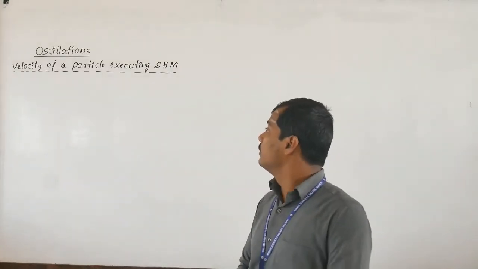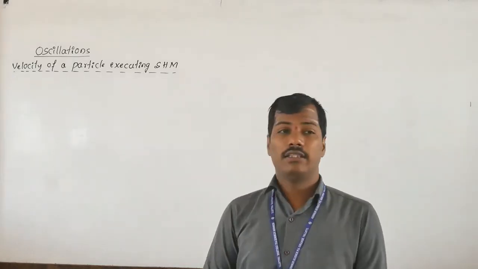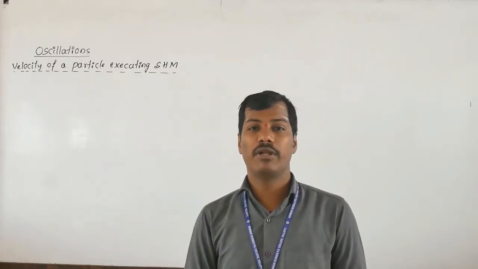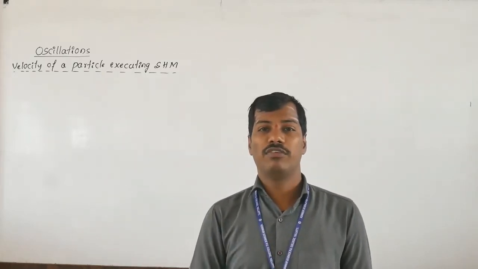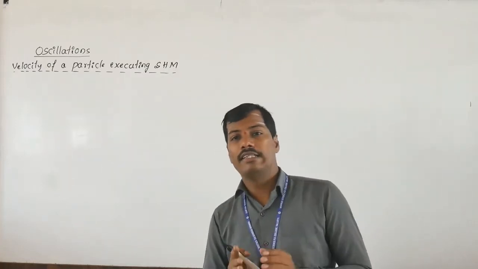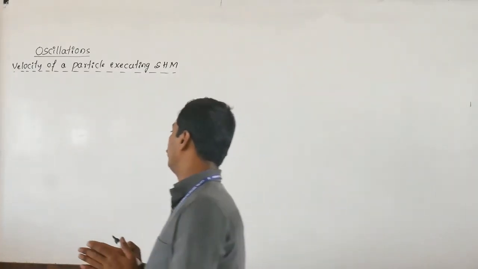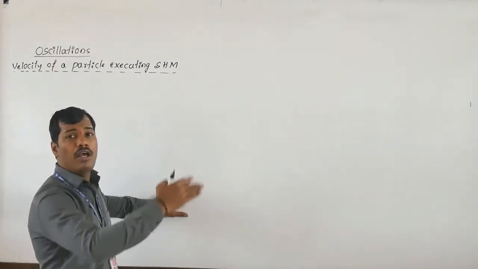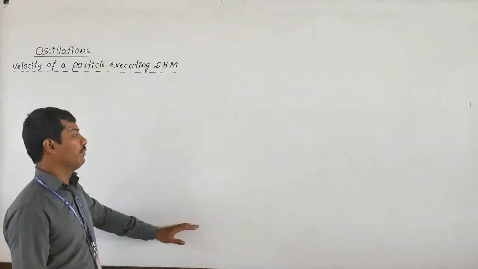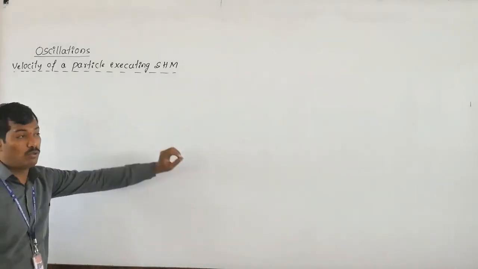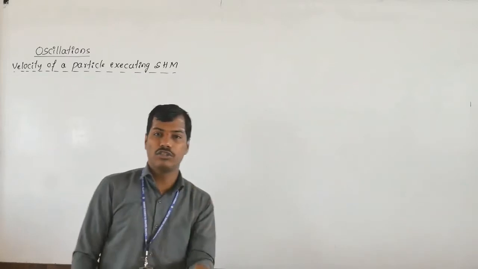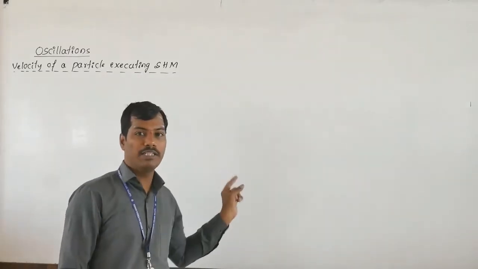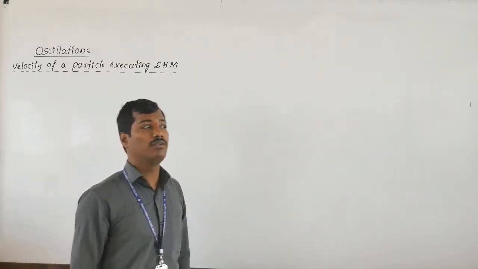Oscillation, the chapter started here. The next concept: in yesterday's class we were discussing the velocity of simple harmonic motion. The velocity of the particle which is executing simple harmonic motion, that is oscillating, continuously moving in a periodic motion. How to draw that oscillation of a particle with respect to displacement as well as velocity. One wave diagram is there.